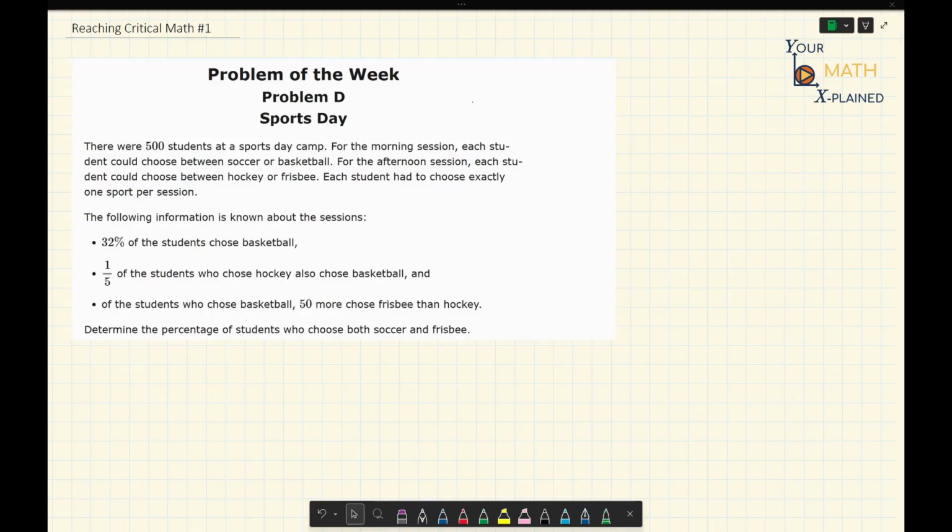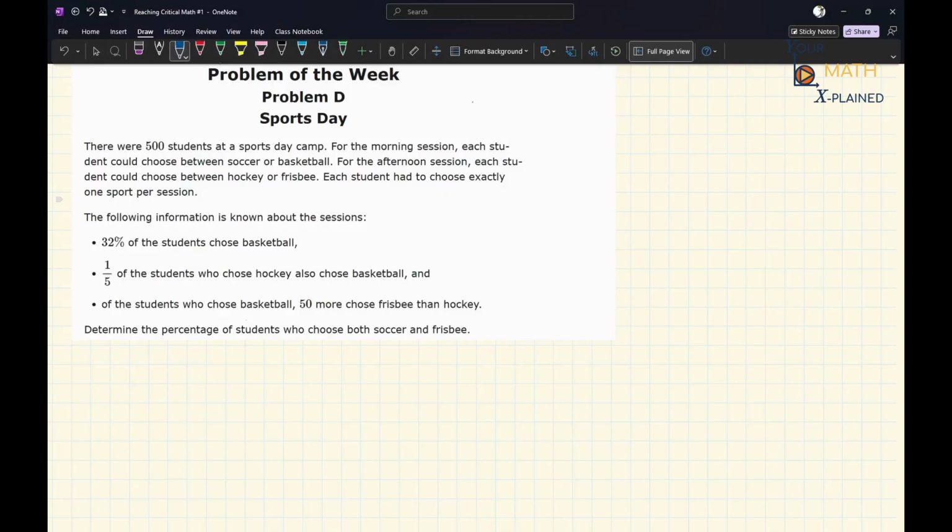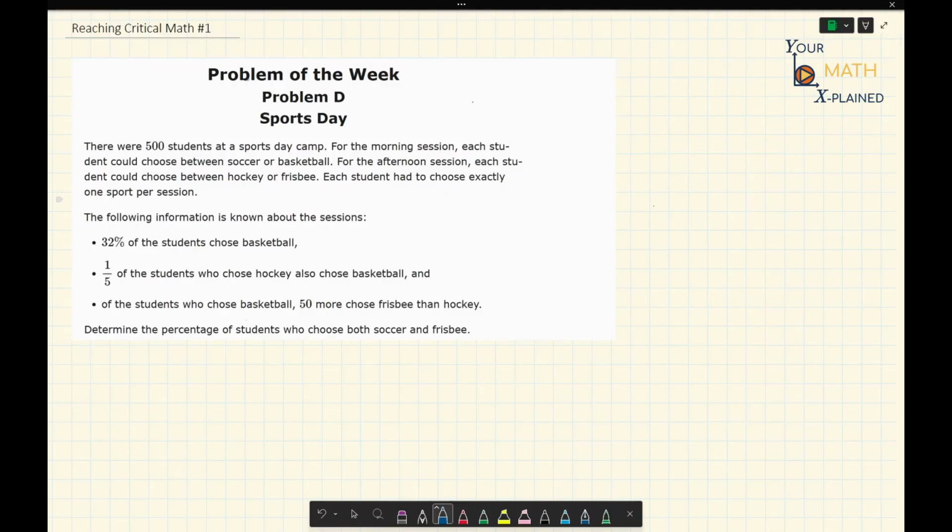In this problem, we're being told that there are 500 students at a sports day camp. They need to pick between two sports, soccer and basketball for the morning, and hockey and frisbee for the afternoon. So we have a few bullet points here to work through.